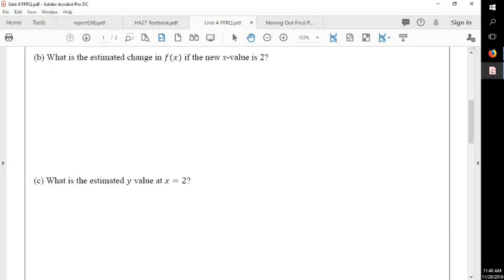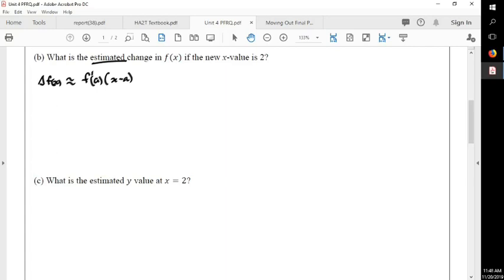Now, in looking at these next two questions, the order in which these questions are asked is kind of difficult, because you can go this way and answer this question first and then answer this question if you know that the estimated change, that's the key right here, the estimated change in f of x is approximately equal to f prime of a times x minus a.